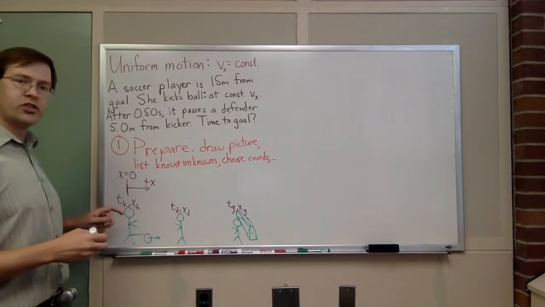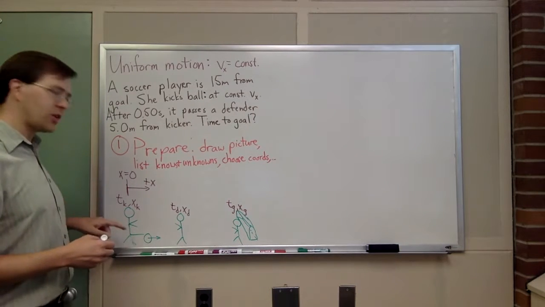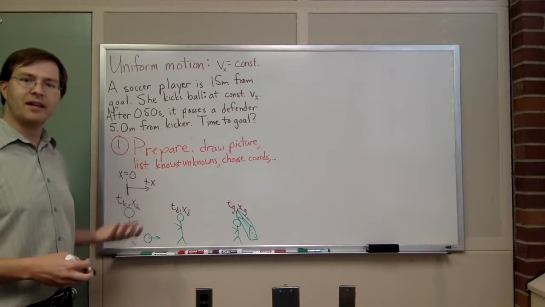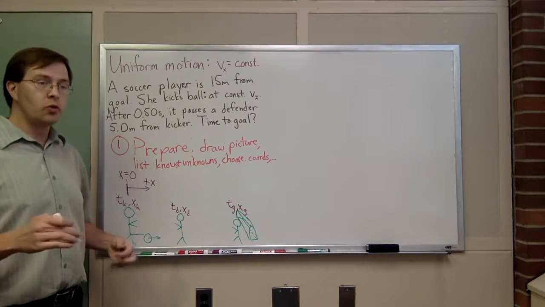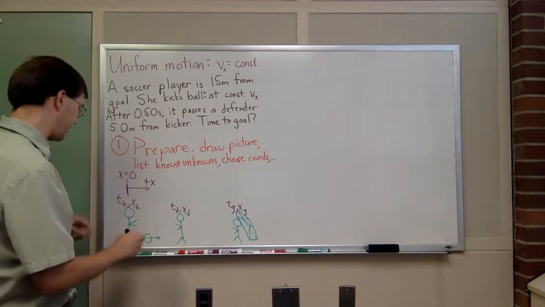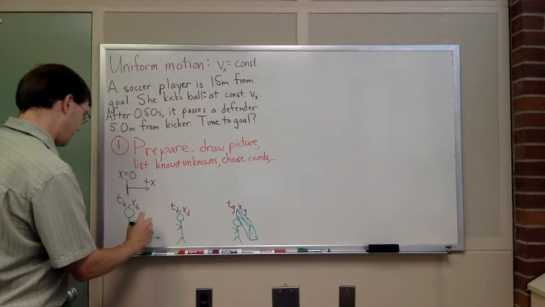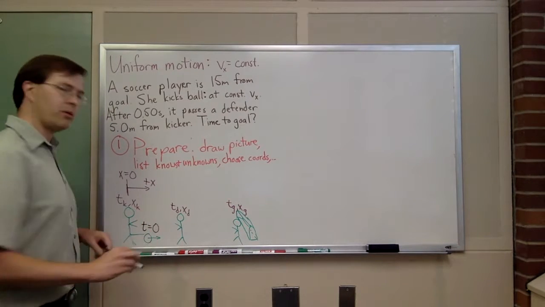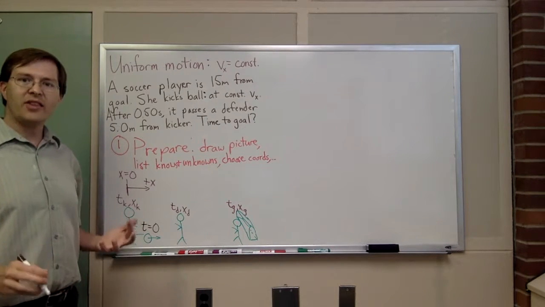Oh, I'm also going to choose, if this is my x equals 0, I'm going to choose the moment of the kick as time equals 0 as well. That's also an arbitrary choice, but I get to make it. So I'm going to choose this time to be time equals 0. All right, I have all that set up now.